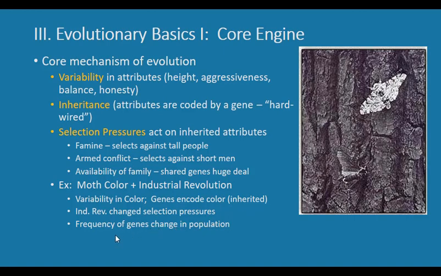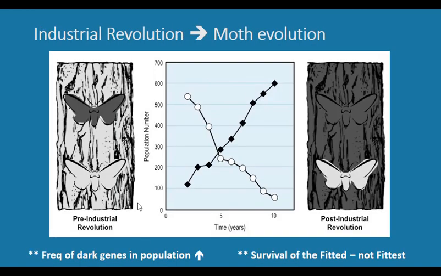So because of that, you'll see that the frequency of the genes in the population changed. So here's a nice representation of that. In the pre-industrial revolution, you had one kind of environment with the light-colored trees. So think about like a birch tree. And then in the post-industrial revolution, you have this much darker tree because it's covered by soot.